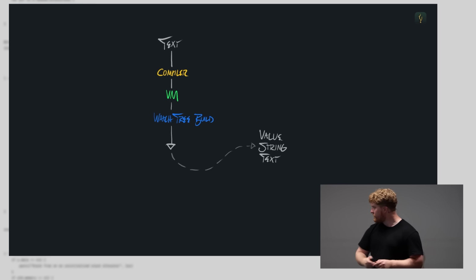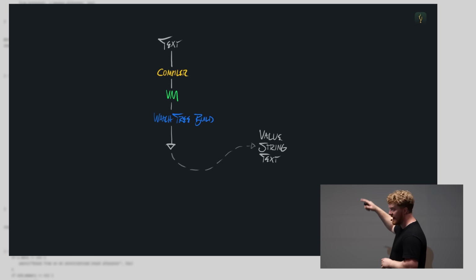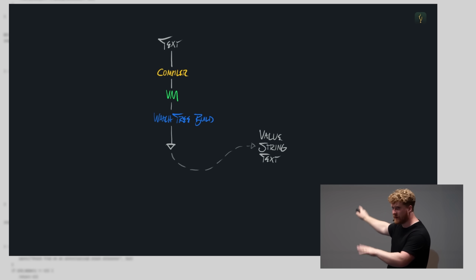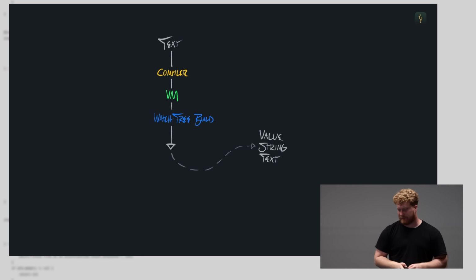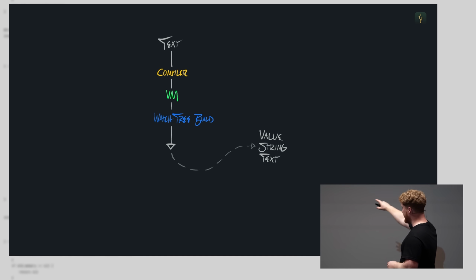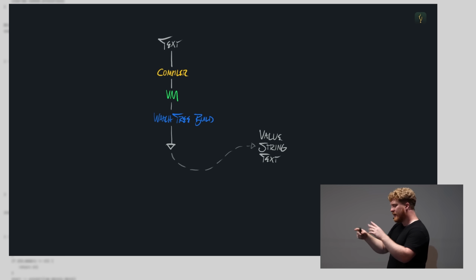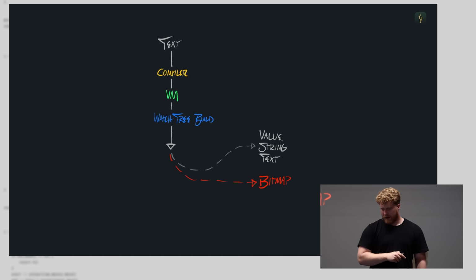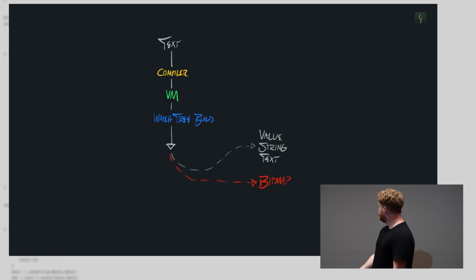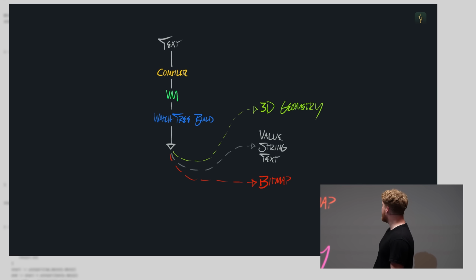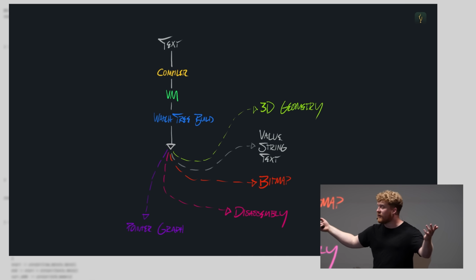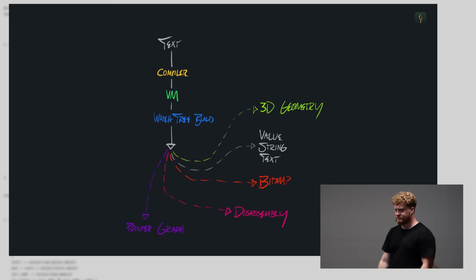But it's at this stage that other visualizers can actually slot in. If we want to take that path and override it to do something else, here's where we actually do that. So instead of feeding our evaluations into a value string text generator, we could also feed them into a bitmap visualizer, a 3D geometry visualizer, a disassembly visualizer, a pointer graph visualizer, or anything you can think of. This is where it would slot in.